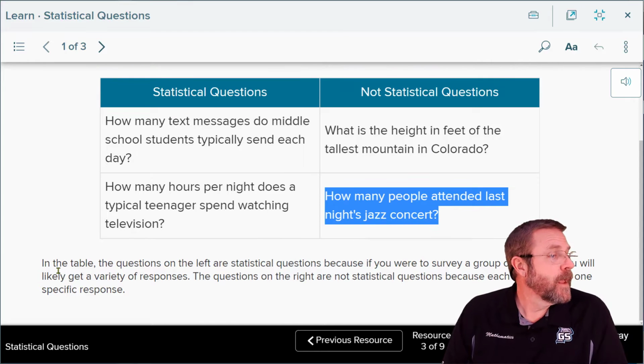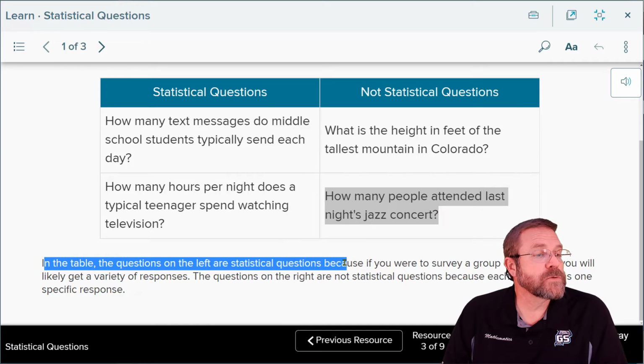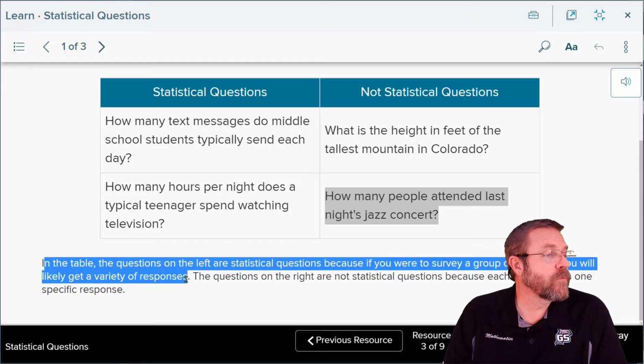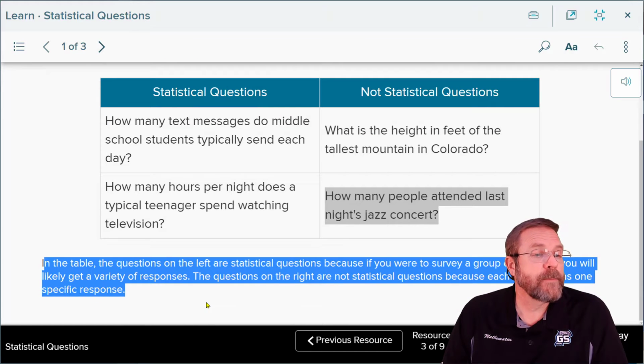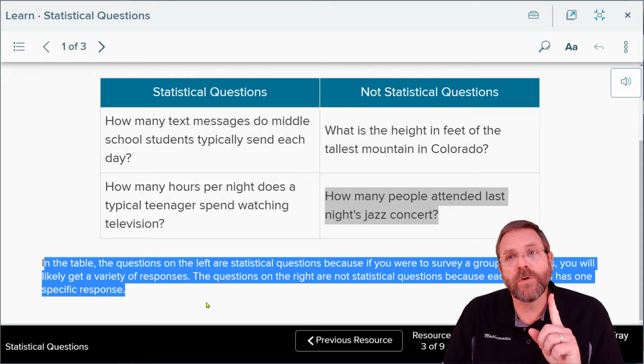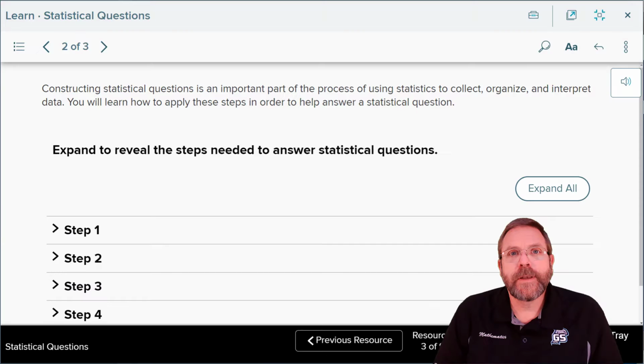In the table, the questions on the left side are statistical questions. Wow! Because if you were to survey a group of students, you would get a variety of responses. Variety, vary, didn't I say they vary? The questions on the right are not statistical questions because each question only has one valid answer, just like I said a moment ago. The next slide wants us to work on constructing statistical questions.